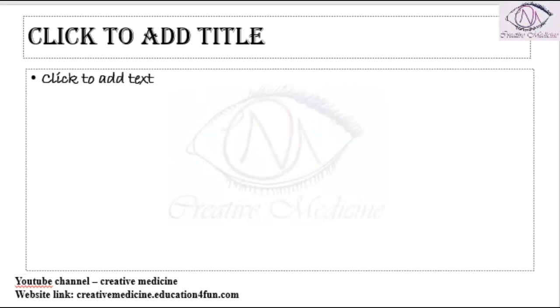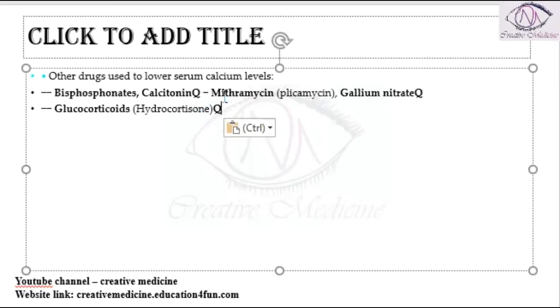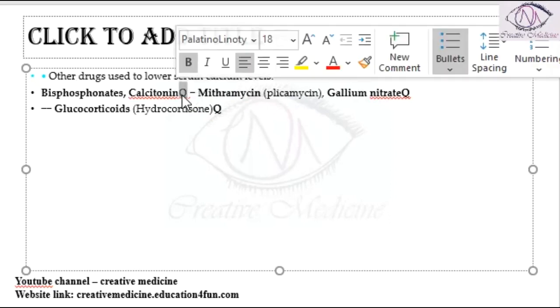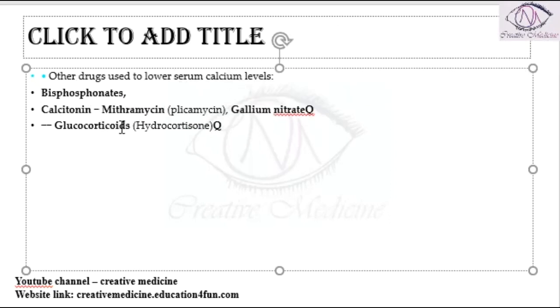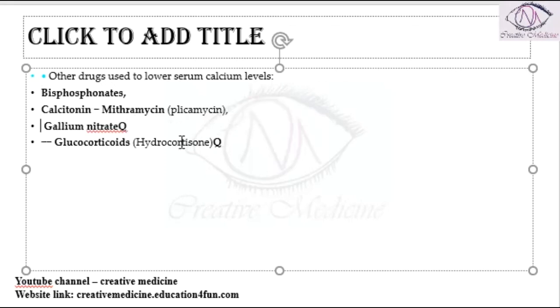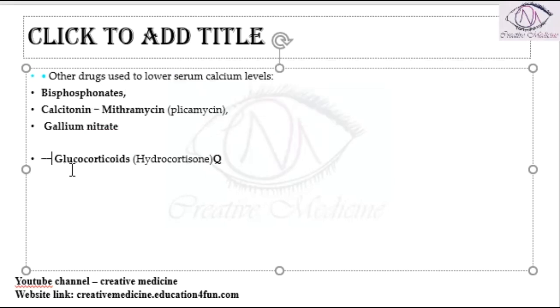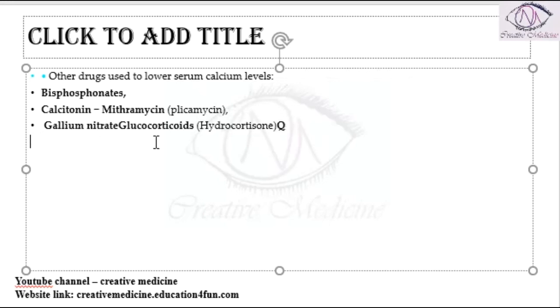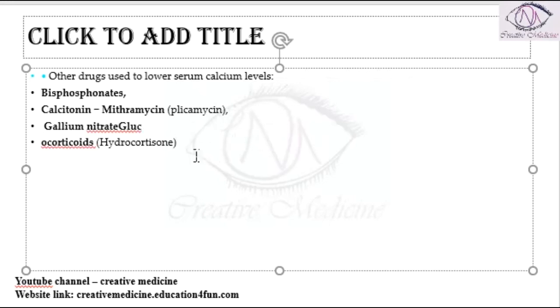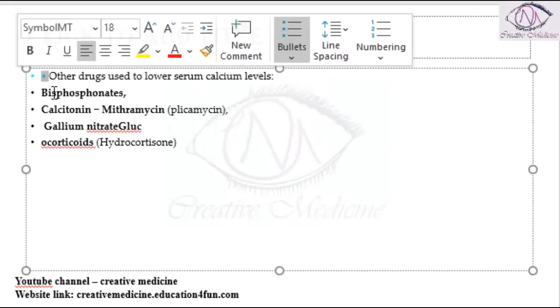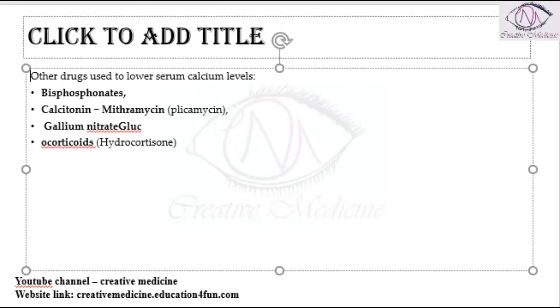We also have other drugs. We can also use other drugs which decrease the calcium levels. These include bisphosphonates, which can be used to decrease the calcium levels, along with calcitonin. Mithramycin can be used, gallium nitrate can be used, along with glucocorticoids, which are drugs that can be used for lowering the calcium levels. So these are the other drugs which are used in hypercalcemic crisis for lowering the calcium levels.